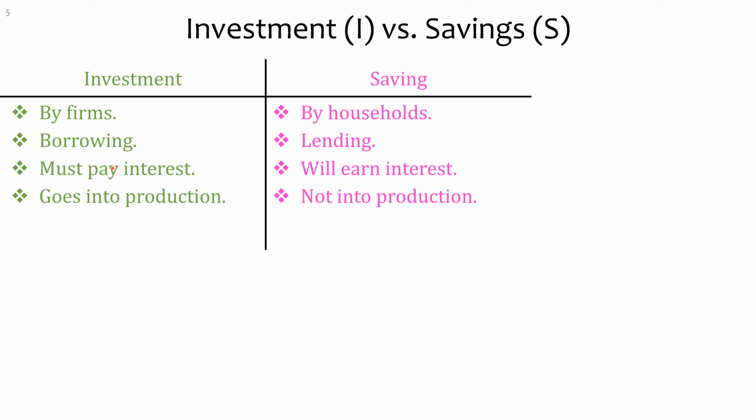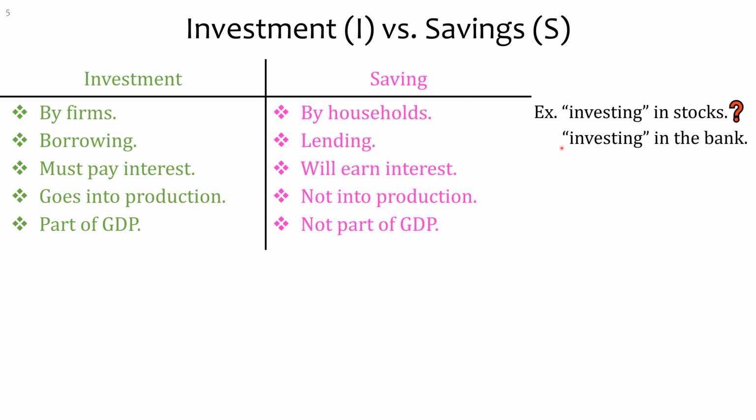All right. Investment is what's going into production, whereas saving is not directly going into production. So saving is not part of GDP, whereas investment is. All right. So let's look at an example here. Let's say you're investing in stocks or investing in the bank. So these, I put in quotation marks because these are terms that we use in everyday language. Would that be investment in its economic sense, or would it be saving?